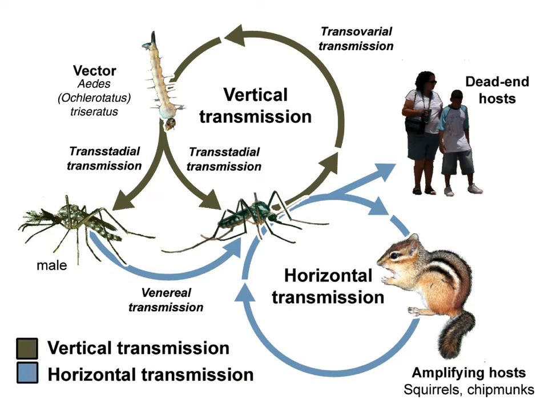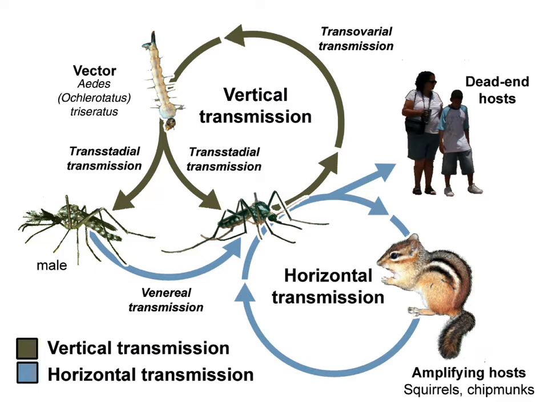Now, when we look at the disease cycle, this is why I like to work with this virus, because it has such a complex and interesting cycle. So we have, of course, horizontal transmission. That's the blue circle down at the bottom. And the virus normally circulates between mosquitoes and small woodland mammals, such as chipmunks and squirrels. Those act as the amplifying host.